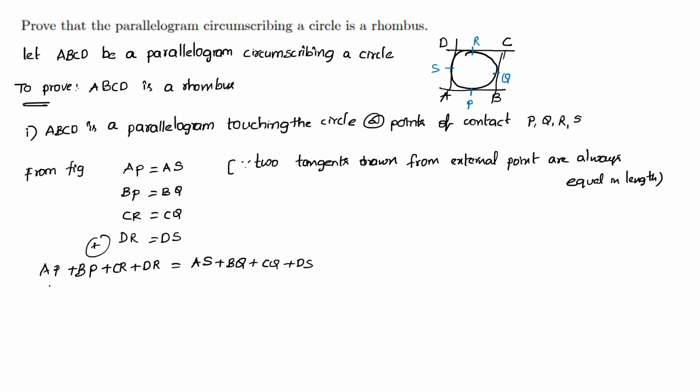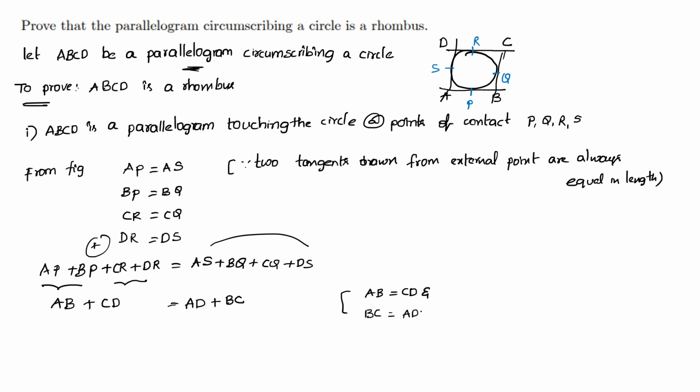So now AP plus BP is AB and CR plus DR is CD, is equal to AS plus DS, which would be AD, and BQ plus CQ will be BC. But since it is a parallelogram, opposite sides are equal, right? So therefore AB will be equal to CD and BC will be equal to AD, because given ABCD is a parallelogram.